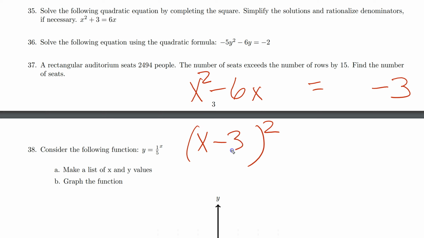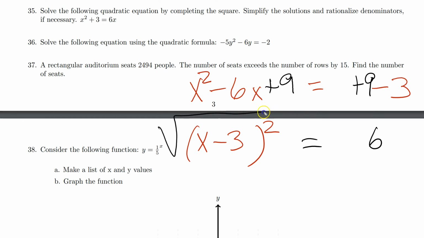x minus 3, square this. I'll change colors. So I'm adding a 9 here. I have to add a 9 there. So when I factor this, I get this equals, do the subtraction, 6. So I've completed the square, factored it, got this binomial.